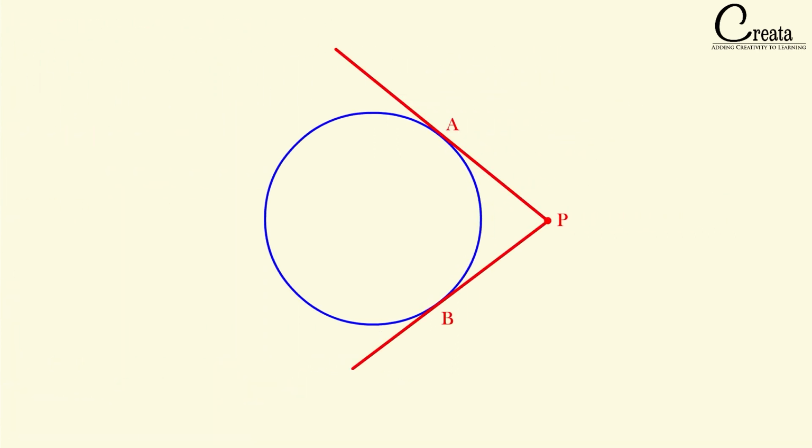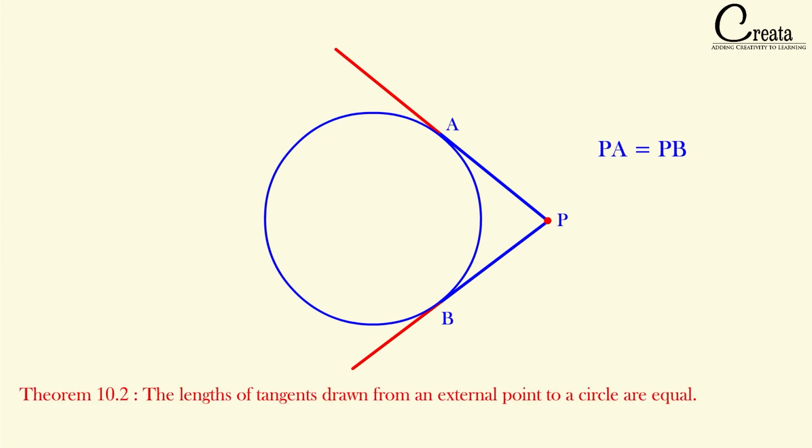So these are the two tangents, and the interesting thing is that that is also part of the theorem 10.2. Both of these tangents will be equal to each other. Here PA is the length of this tangent and PB is the length of this tangent. So PA and PB both will be equal to each other. The concept is tangents from an external point to a circle are equal to each other. So this is also the theorem 10.2.